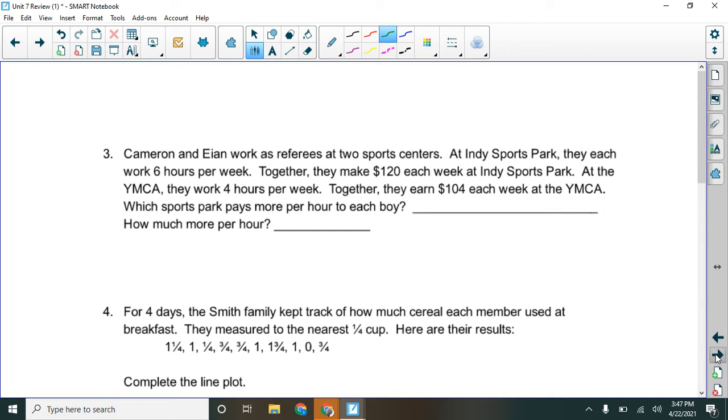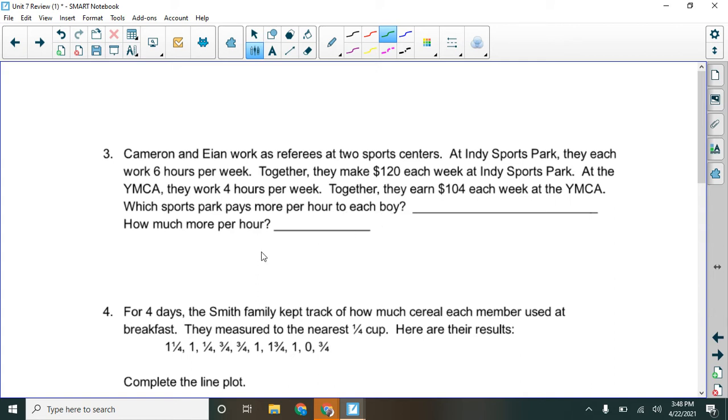Cameron and Ian, maybe, work as referees at 2 sports centers. At Indy Sports Park, they each work 6 hours per week. Oh, I remember these types of questions. Together, they make $120 each week at Indy Sports Park. At the YMCA, they work 4 hours per week. Together, they earn $104 each week at the YMCA. Which sports park pays more per hour to each boy?